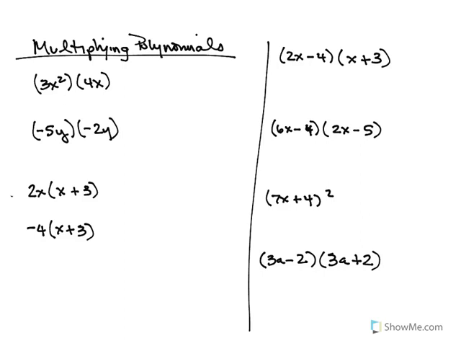So 3x squared times 4x. So it's 3 times the 4, x squared times the x. That's it. Negative 5y times negative 2y. Multiply negative 5 times the negative 2. Y times y. 10y squared.